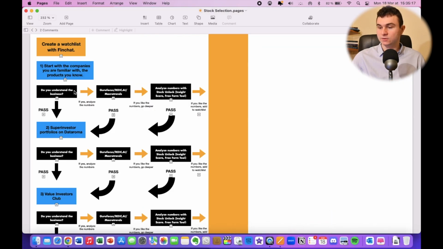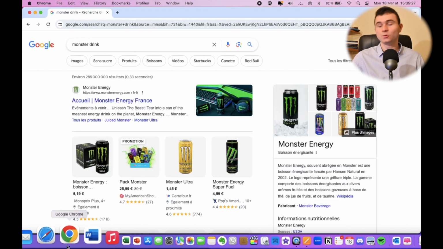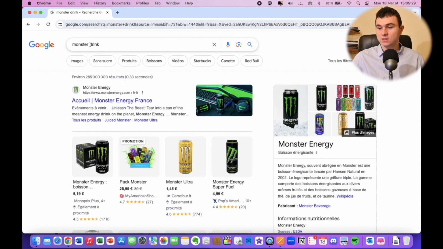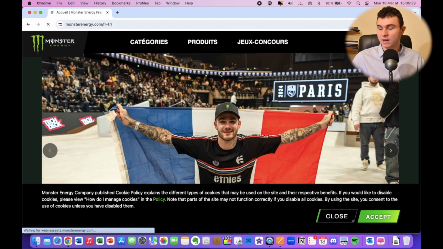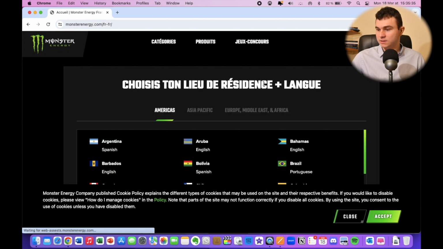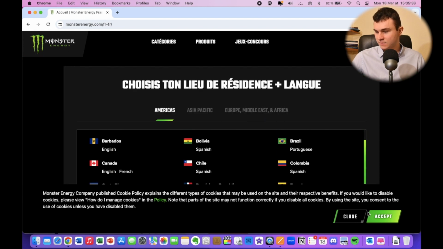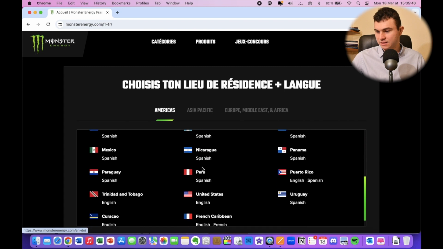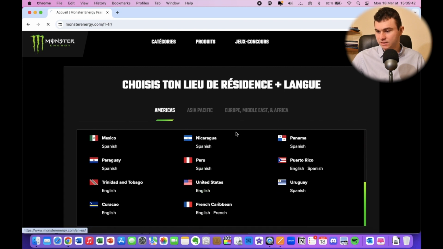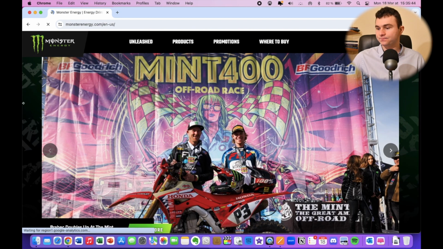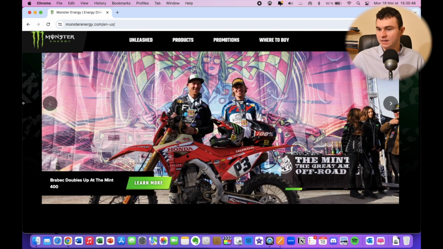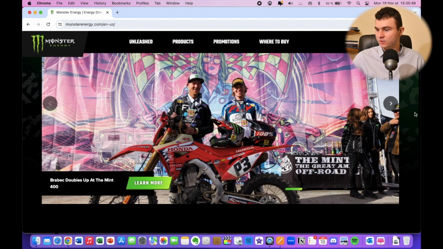If you go back to this page document, the first step is to see if you understand the business correctly. To be sure that you really understand the different products, you just go to the company's web page. This is in French. Let me change to English. Accept this, and okay, English. And similarly to Red Bull, they have a lot of event sponsorships.